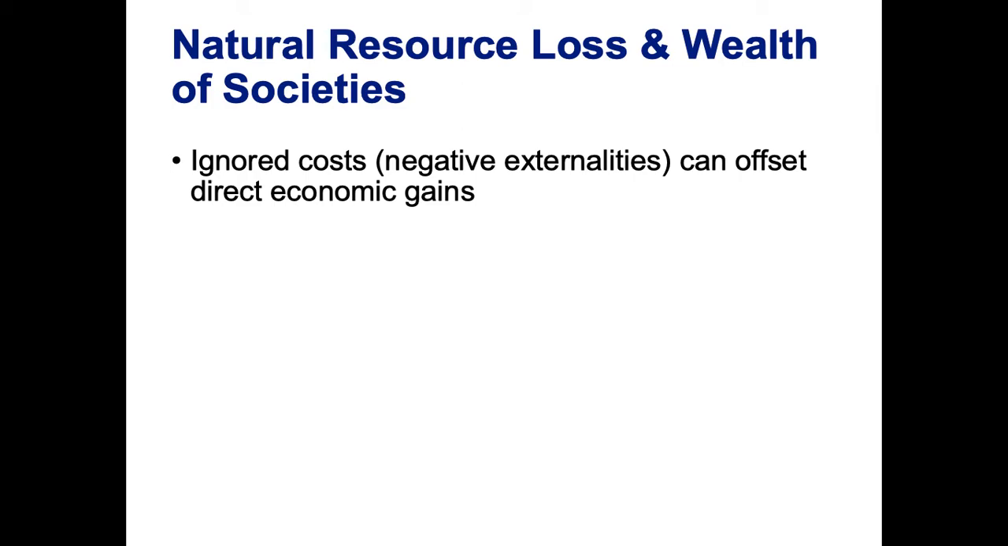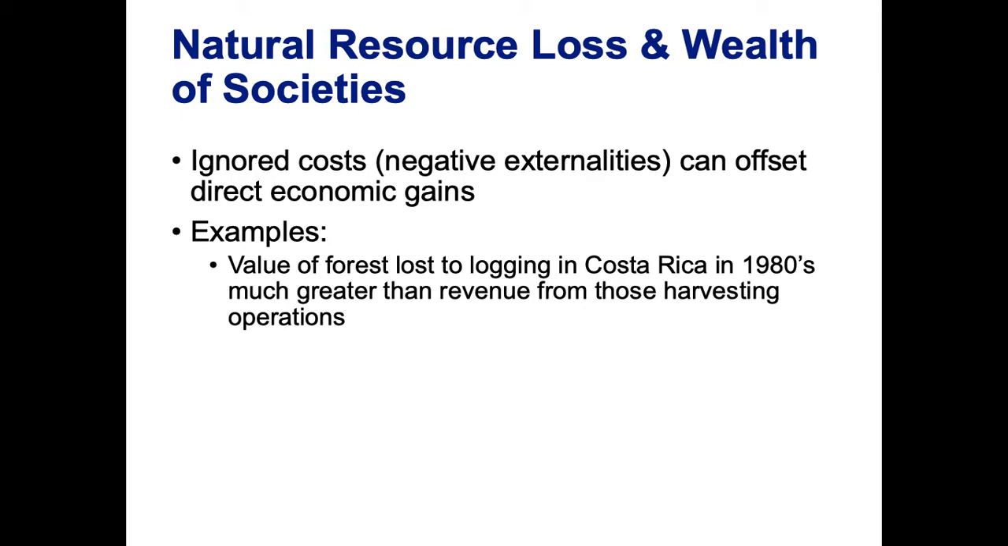So natural resource loss, ignored costs, these negative externalities that we've been talking about, can offset direct economic gains. Some examples include the value of forest loss to logging in Costa Rica in the 1980s was much greater than the revenue from harvesting operations. And Costa Rica now has a very progressive, very environmentally friendly set of government regulations because they get so much money from tourism. It's a destination that people come to see the rainforest, to go snorkeling, and it brings in money from all over the world.